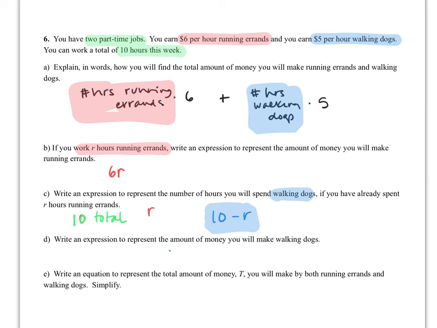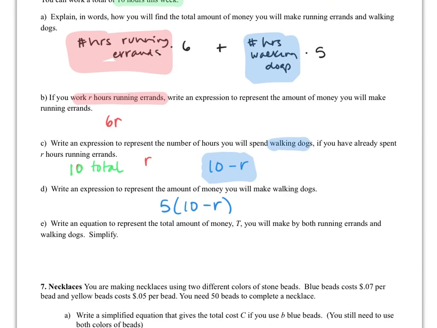And so the way that I would find the amount of money, I would do 5, because that's how much per hour, times 10 minus R. So this one was a little simpler. Running errands is just 6 times R. And on the walking dogs, I have the price per hour times the number of hours. The difference is that the number of hours is a math expression. It's not just a straight up variable.